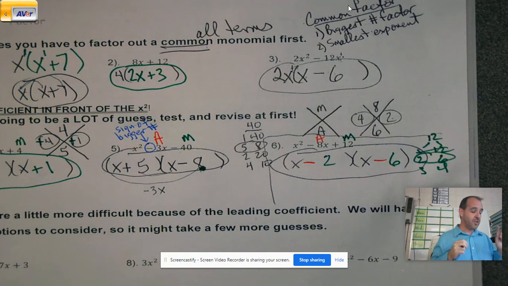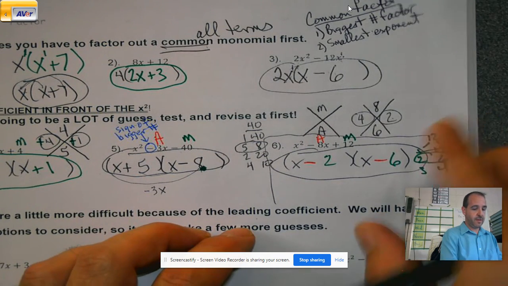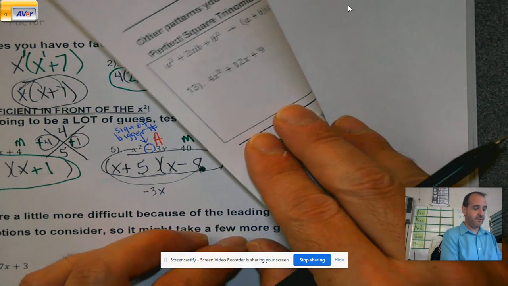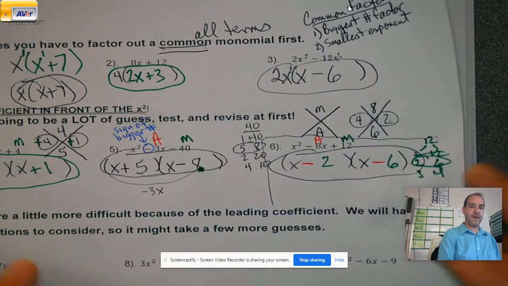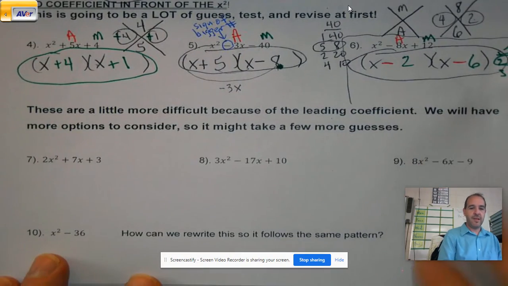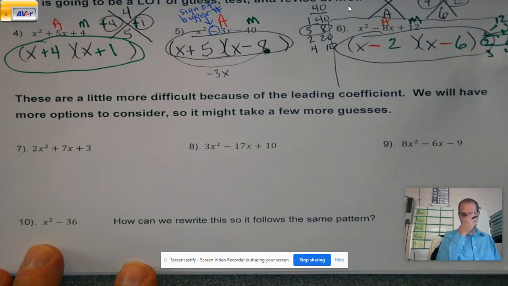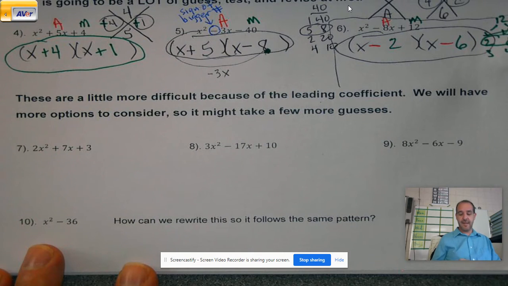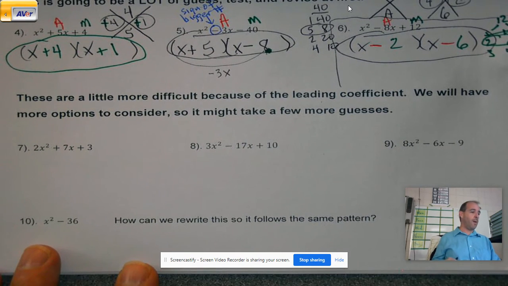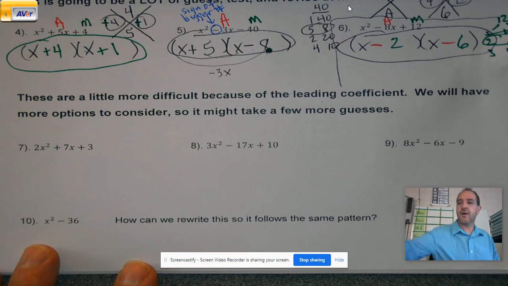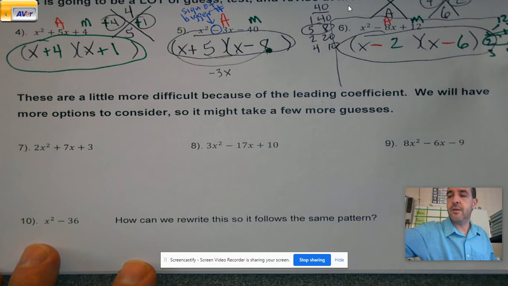Okay? So now, there's one more type we're going to run into here today. Make sure I'm not getting ahead of myself. We're going to go the full gamut here. Okay. Might need to go get yourself some caffeine here in a minute if that's your thing. Okay. A little more difficult because of the lead coefficient. More options to consider, but we may have more guesses. And this is where Hardy throws a secret weapon in here momentarily. I'm going to grab myself a note card for the secret weapon.